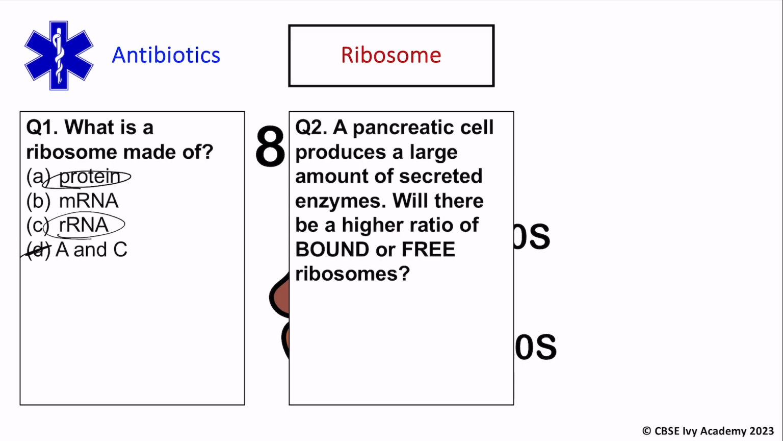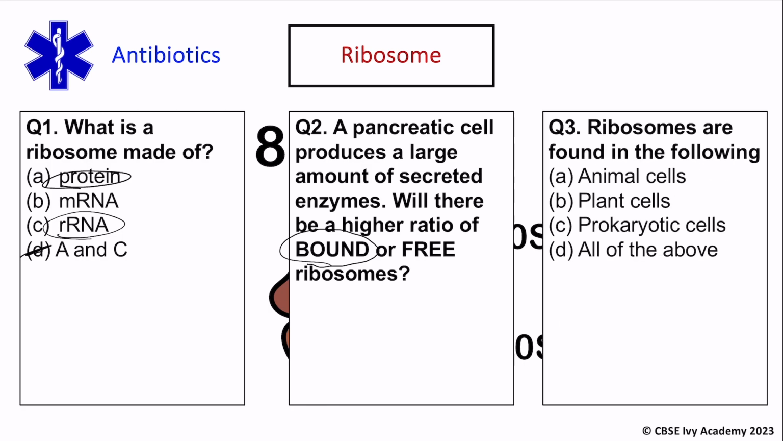A pancreatic cell produces a large amount of secreted enzymes. Would you expect there to be a higher ratio of bound or free ribosomes in this pancreatic cell? And the answer is, you would expect there to be a large amount of bound ribosomes. And that's because the bound ribosomes can produce secretory proteins.